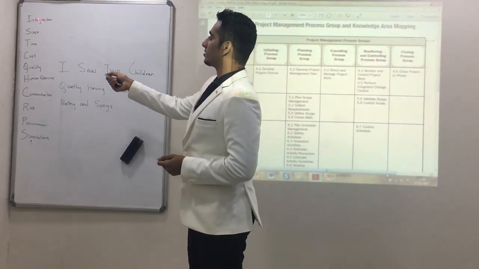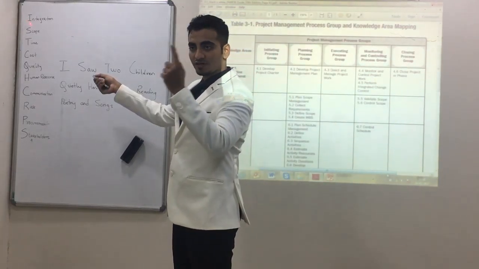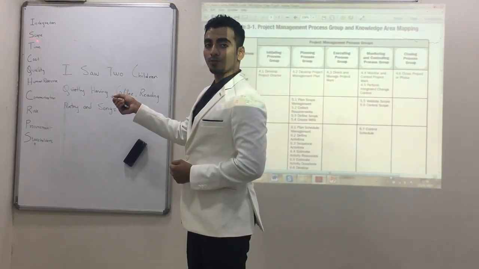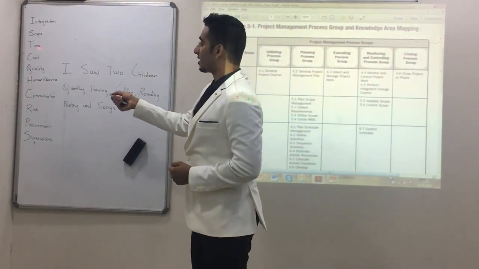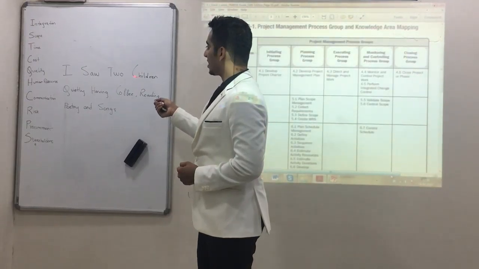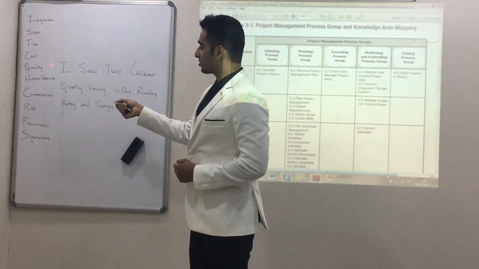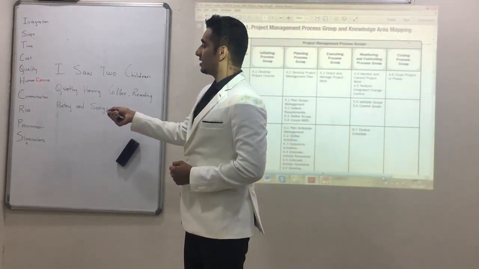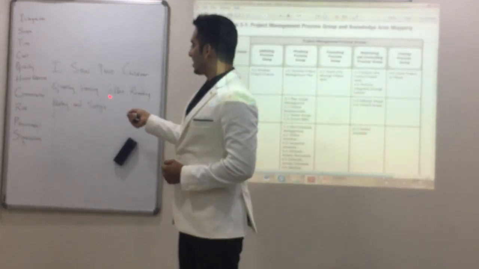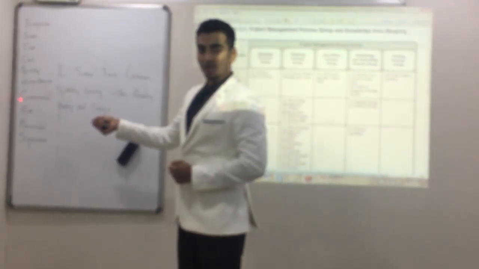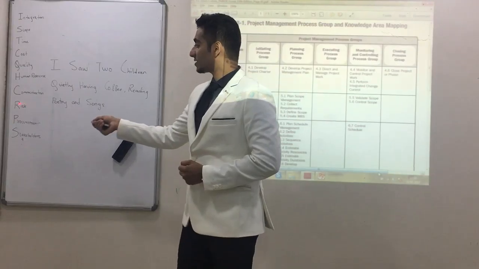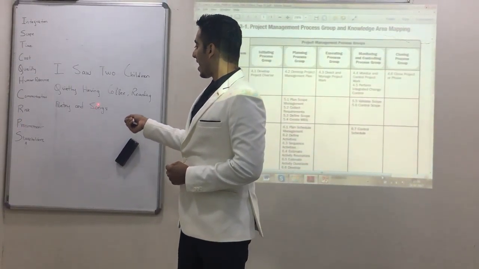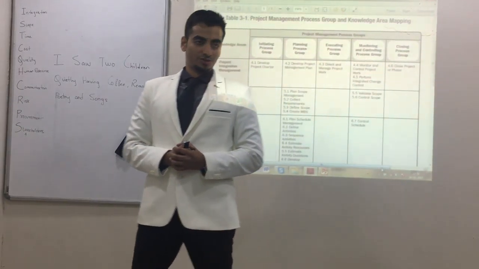Here I stands for integration, which is the first knowledge area. S stands for scope. T stands for time. C stands for cost. Q stands for quality. H stands for human resource. C stands for communication. R stands for risk. P stands for procurement. And S stands for stakeholders.